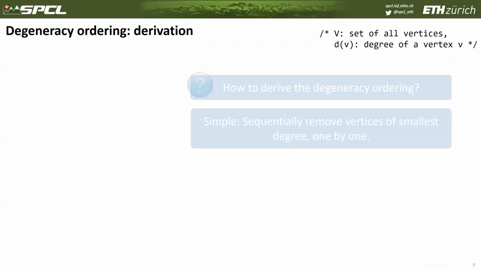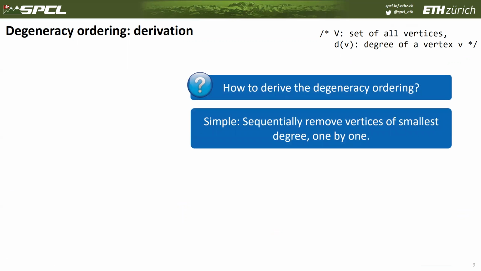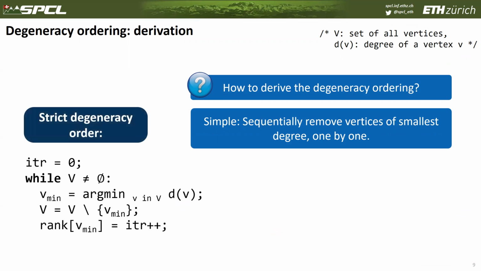How do we derive this ordering? Well, it's very simple. We sequentially iterate over all the vertices. We grab the one with the smallest degree and remove it from the set of all the vertices and proceed like this. It means that in the main loop of this algorithm, we iterate until this V is empty, and then in each of these iterations, we grab the vertex V min, which is the smallest degree vertex, and we remove this vertex from the set of vertices and then assign the rank.